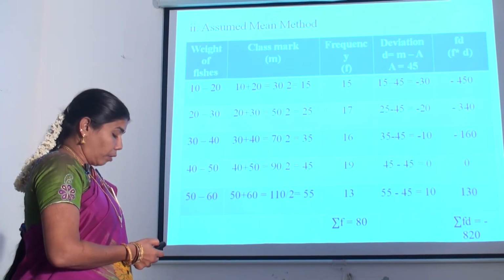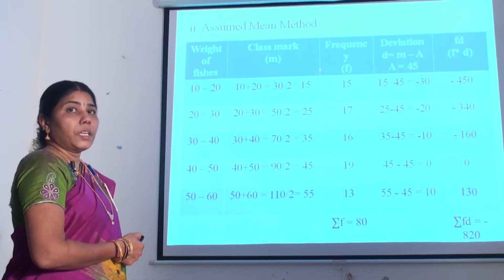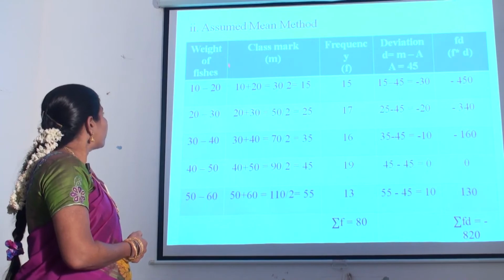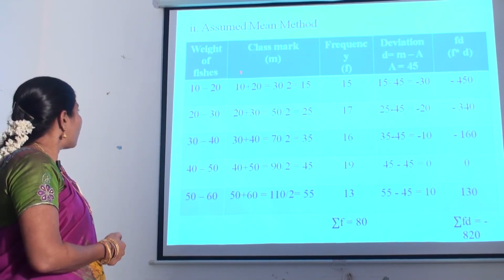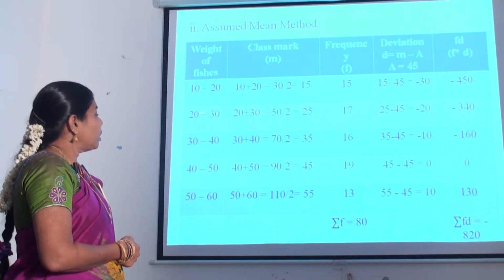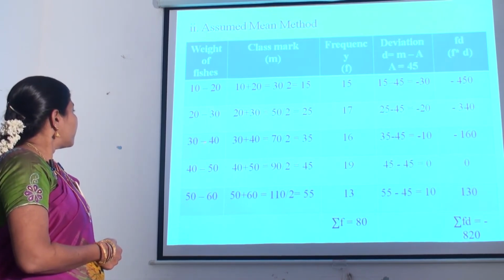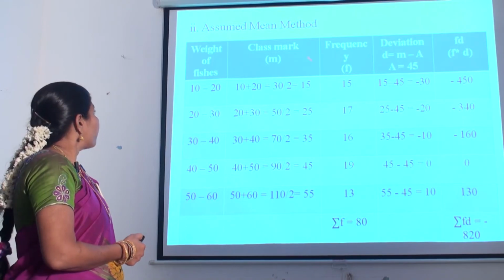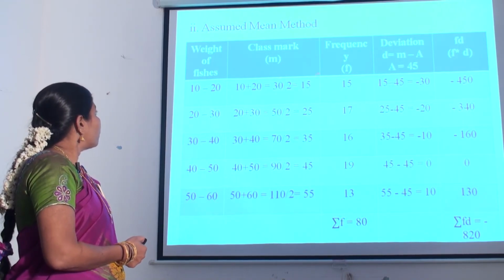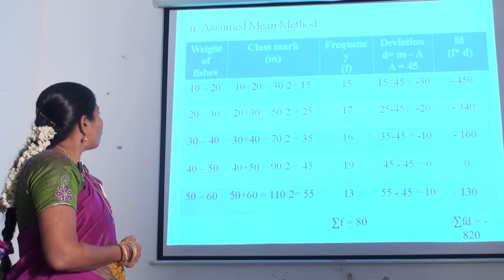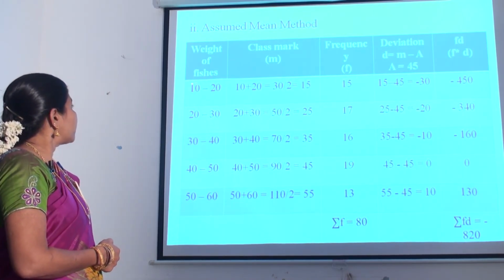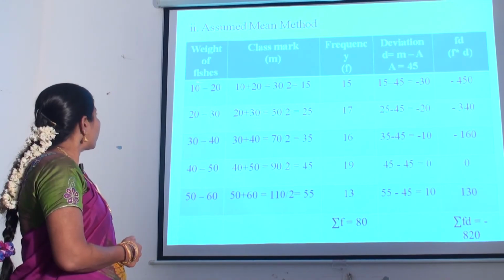Next we have to calculate mean by indirect method or assumed mean method. Weight of fishes are entered in the first column, that is 10 to 20, 20 to 30, 30 to 40, 40 to 50 and 50 to 60. In the second column we have to find a value for the given class limits. That is, first class limit is 10 to 20.